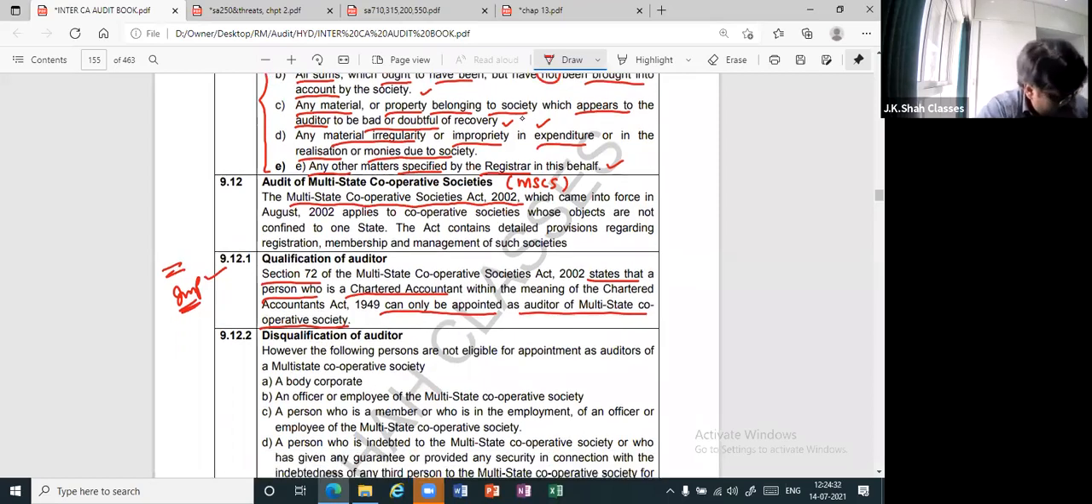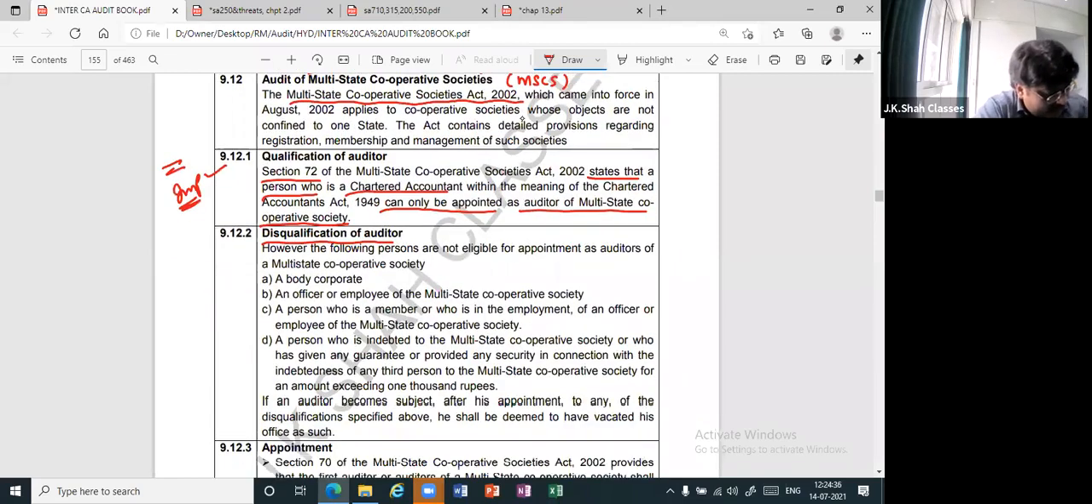By the way, there are disqualifications also. Now, what are the disqualifications? Have a look. The following persons are not eligible for appointment as auditors of a MSCS. Firstly, a body corporate. Second, officer or employee. A person who is in employment of an officer or employee. So, employee of the officer or employee.